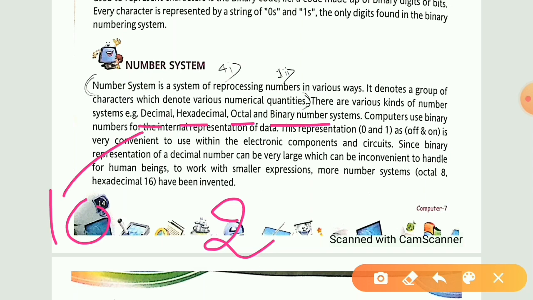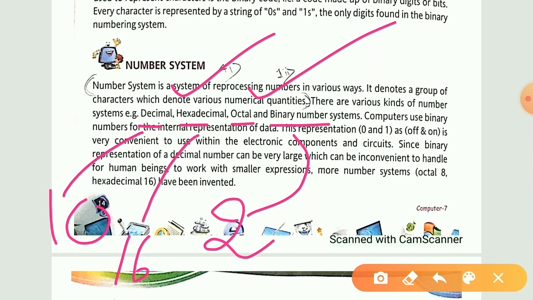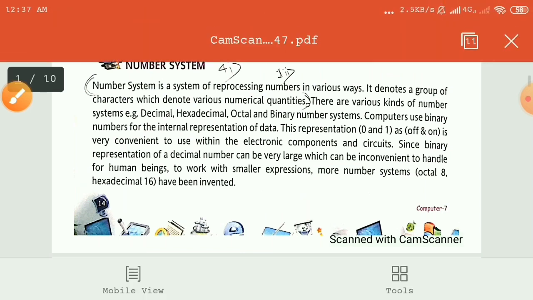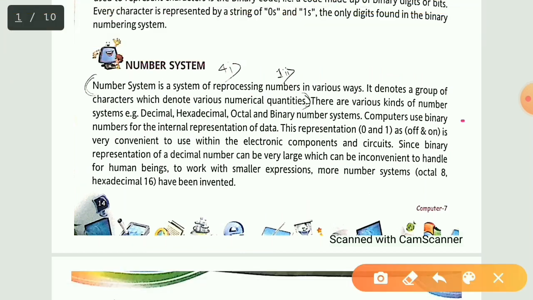So the decimal base is 10 and the binary base is 2. Regarding hexadecimal and octal numbers, we are going to see more later. Hexadecimal basically has base 16 and octal has base 8. Now see, the computer uses binary numbers for the internal representation of data. This representation, 0 and 1 as off and on, is very convenient to use within electronic components and circuits.